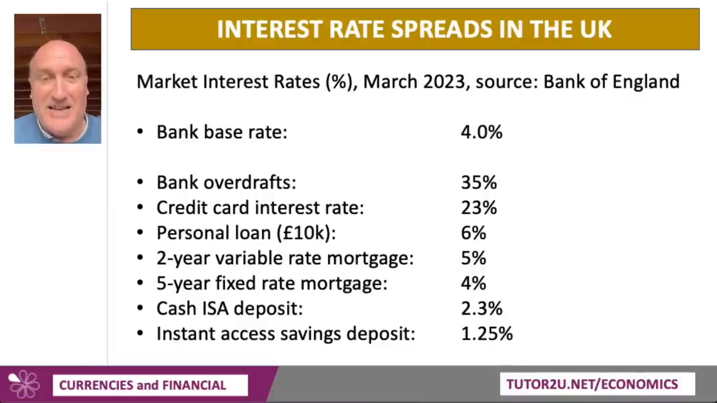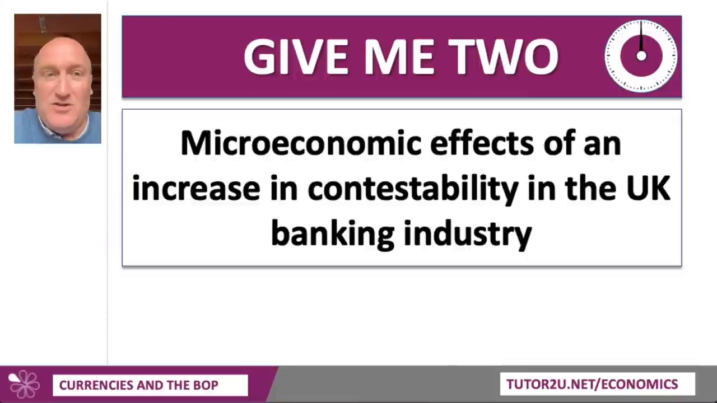But I think that if you're going to ask a question on financial markets, it could well be about interest rates and the banking system. So in that context, can we finish with 2 questions for the Tutor 2 Collective? Here we go. Here's the first one. Can you please give me 2 micro effects of an increase in contestability in the UK banking industry? Have a go, please.